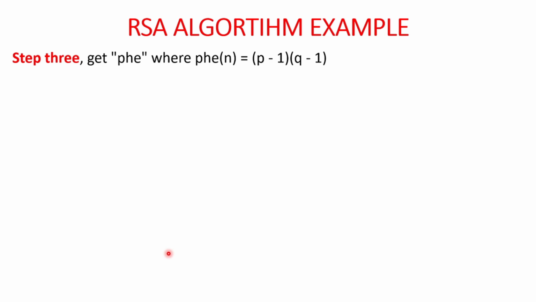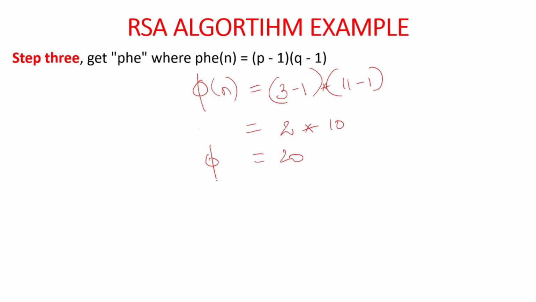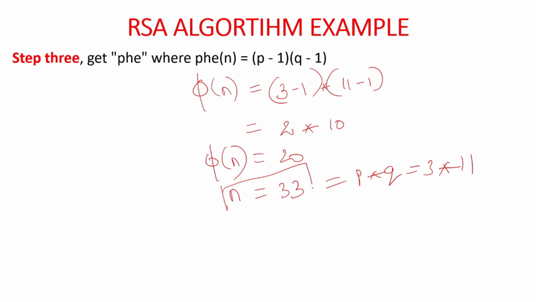Step 3, we have to find phi of n. Now how do we find phi of n? The formula is P minus 1 into Q minus 1. So phi of n equal to P minus 1 into Q minus 1. P is 3 and Q is 11. So 3 minus 1 is 2, into 11 minus 1 is 10. So 10 into 2 is 20. So phi of n is 20, and n we have got is 33. We have done P into Q, that is 3 into 11, and we got 33 as n, and phi of n we got as 20. So these two values we need in our calculation.